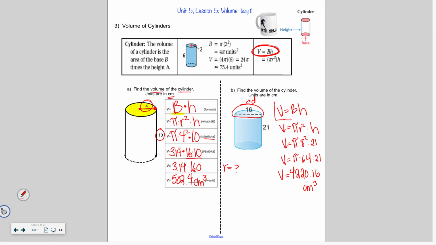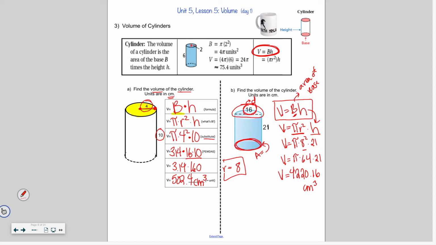So we start with the formula. Area of the base times the height. Big B, remember, stands for the area of the base. The base could be a different figure; in a cylinder, it's a circle. So the big B is pi r squared because that is the area of a circle, times height, because that's just part of the formula. The radius is 8. Hopefully you figured out that if the diameter given to me is 16, well then the radius has to be equal to 8.